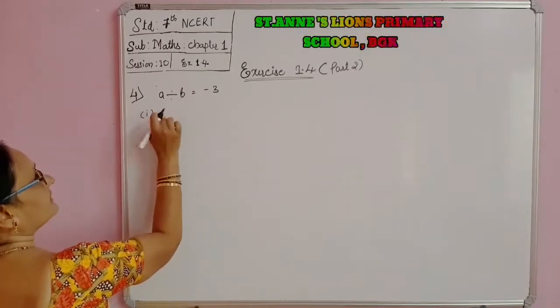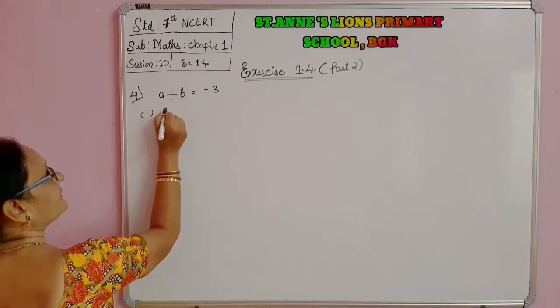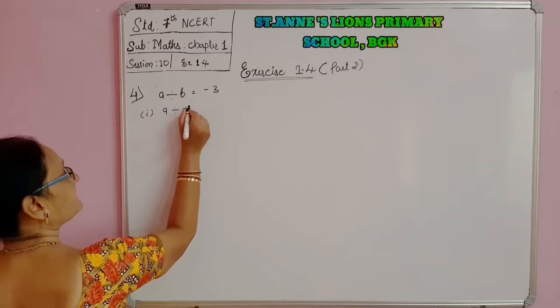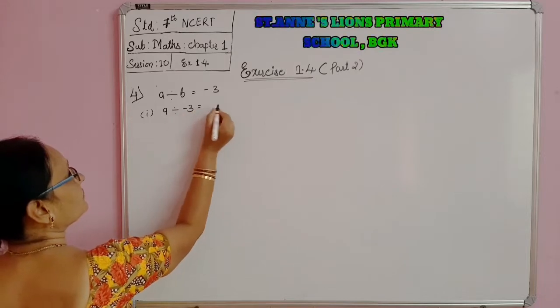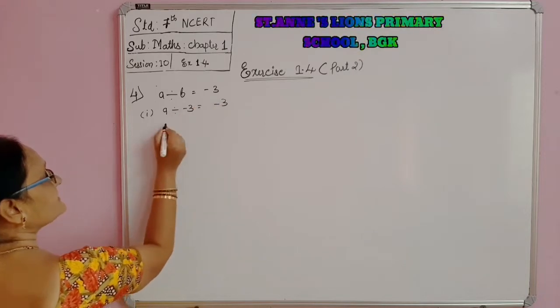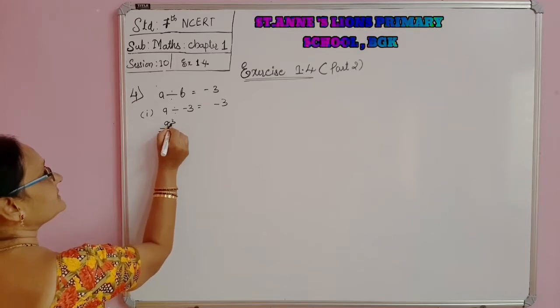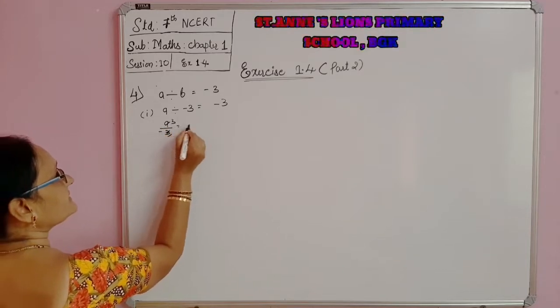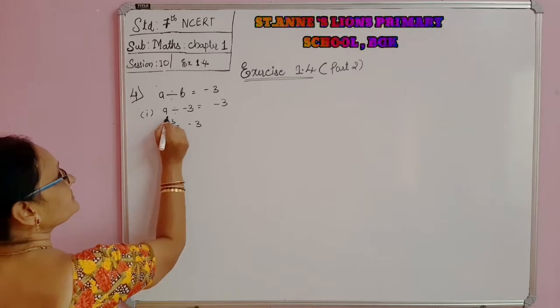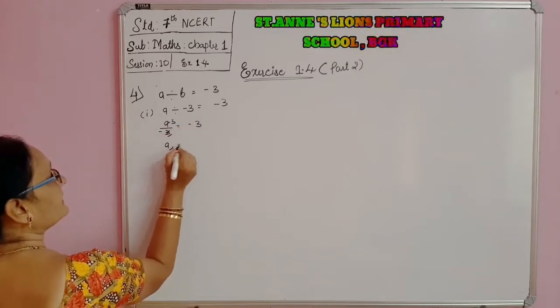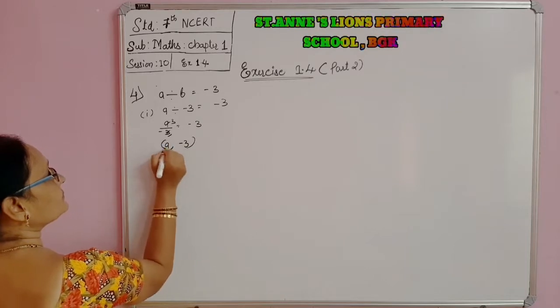Same way, we will take 9 divided by -3 is equal to -3. How is it? See here, 9 divided by -3, 3 ones are 3, 3 threes are 9, plus divided by minus is -3. So 9 and -3 is one pair.